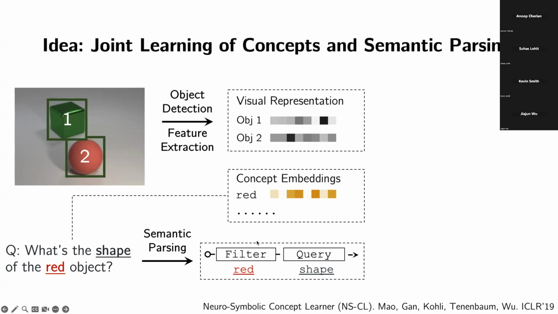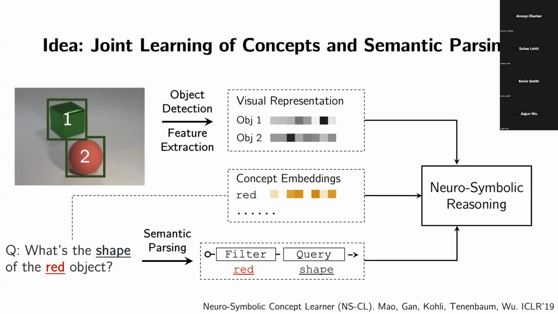And then at the same time, you have this form for the language. So what's the shape of the red object means you want to find something that is red, whatever that means, and then find its shape, whatever that means. Then you can send all these learned embeddings and this semantic form into a neural symbolic reasoning module, which is essentially a neural network approximating different symbolic operations so that it's still end-to-end differentiable. That gives you an answer that is a sphere. You can train it with the final answer, a sphere.